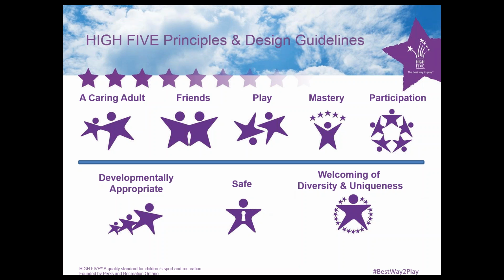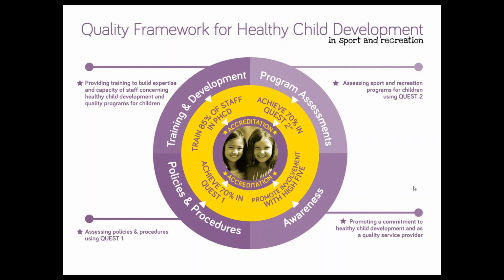The design guidelines mean that each program element should be developmentally appropriate. It needs to be welcoming of diversity and uniqueness, and it needs to be safe. And for High Five, we mean safe both physically and emotionally. So the quality framework that High Five has been built on means that there's training, there's assessments, there's policies, procedures, and there's awareness. So all of those pieces work together to ensure that an organization running programs for children has all of the necessary elements to be able to offer that quality experience for a child.